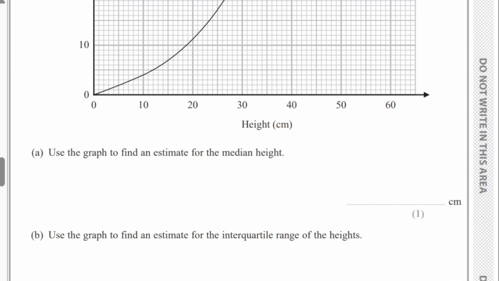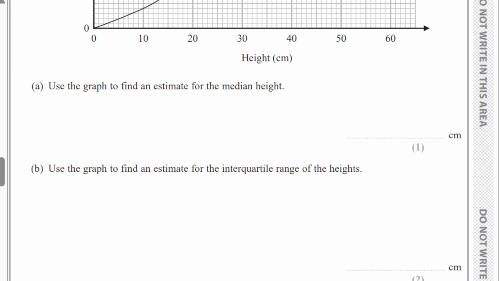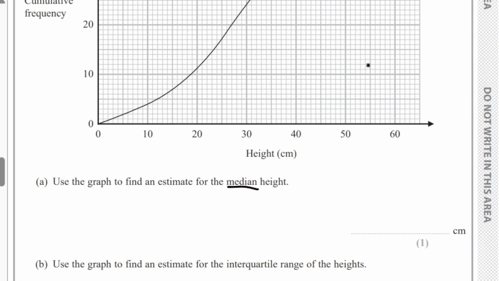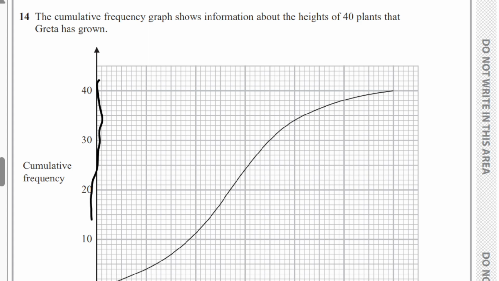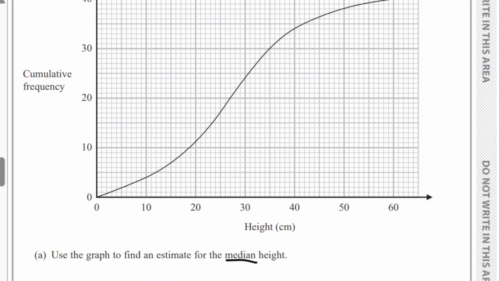The first part here says use the graph to find an estimate for the median. Median, the y-axis. So we will look here. First of all, how do we find the median? We look at the sum. The question says there are 40 plants. The median is in the middle, so we do 40 divided by 2, which is 20. Now try to locate this 20. Where is it?